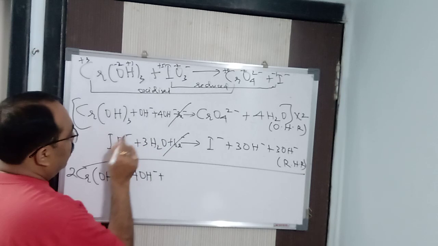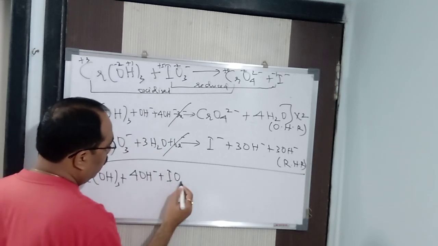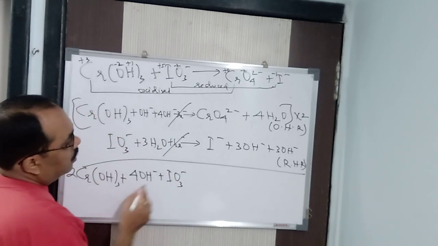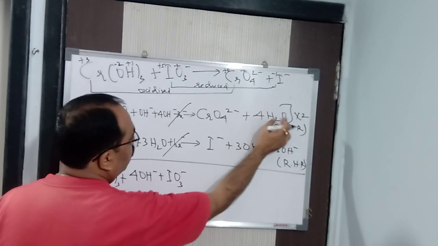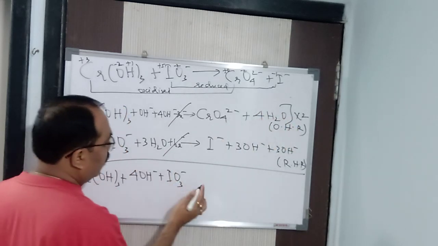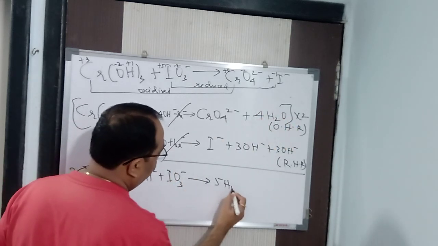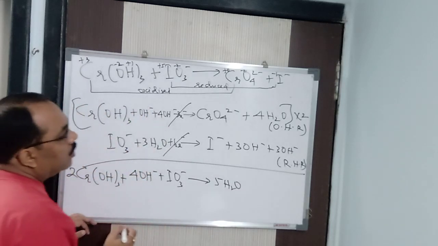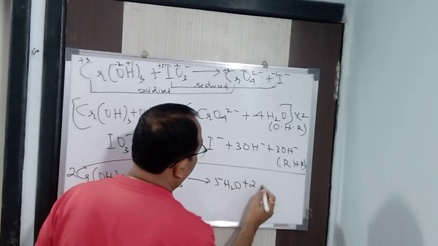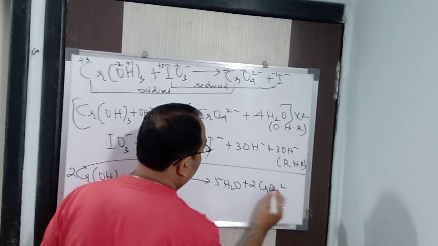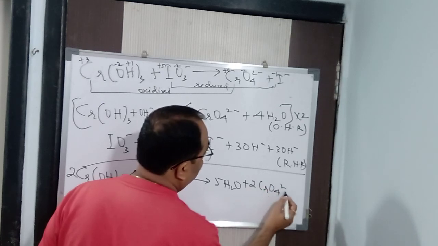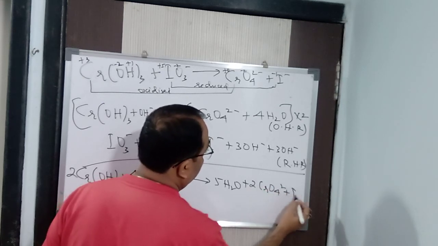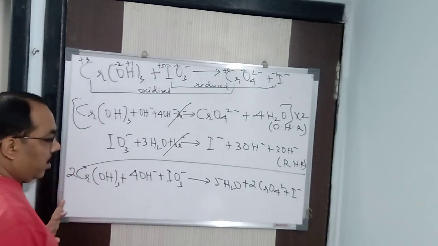Now, nothing is there. Now here IO3 minus. Here it is 8 water, 4 into 2. Product side 8 water, reactant side 3 water. So it is 5 water more. So I have written 5 water, plus 2 CrO4 2 minus, then plus I minus.